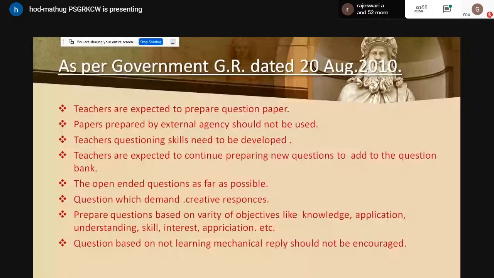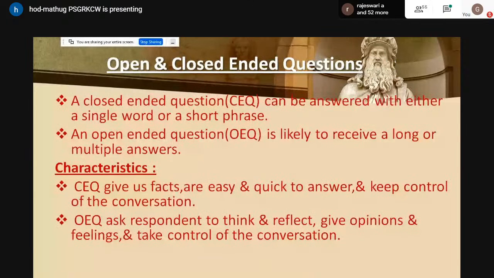So what are the characteristics of a closed-ended question? Closed-ended questions use facts and they are easy and quick to answer. And they keep control of the conversation. Either yes or no, true or false, or a one-word answer. So correction is easy and keeping control of the conversation is also very easy.